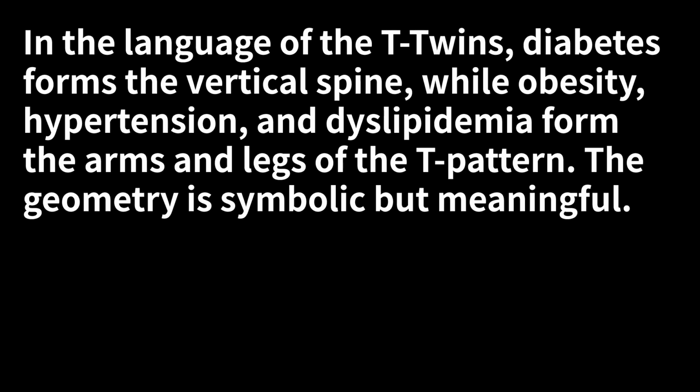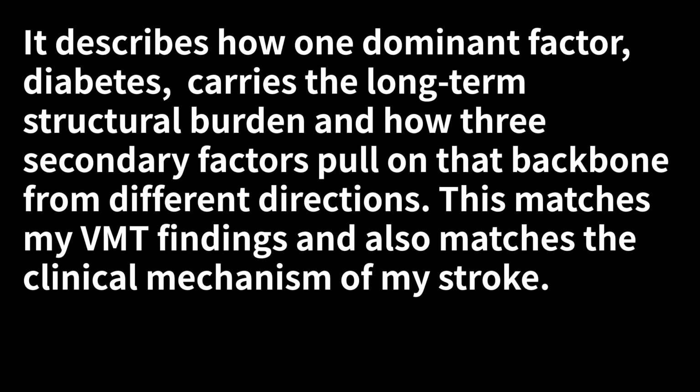In the language of the T-twins, diabetes forms the vertical spine, while obesity, hypertension, and dyslipidemia form the arms and legs of the T-pattern. The geometry is symbolic but meaningful. It describes how one dominant factor, diabetes, carries the long-term structural burden and how 3 secondary factors pull on that.